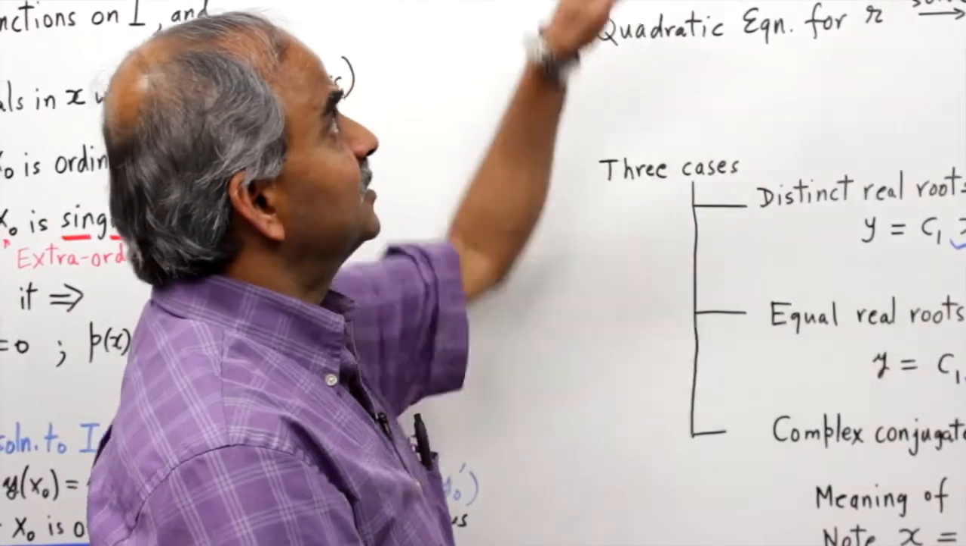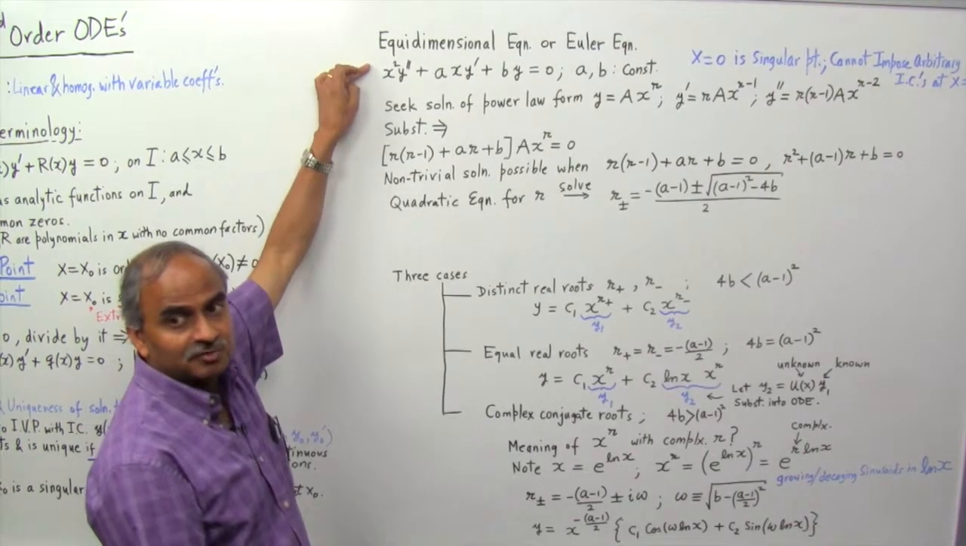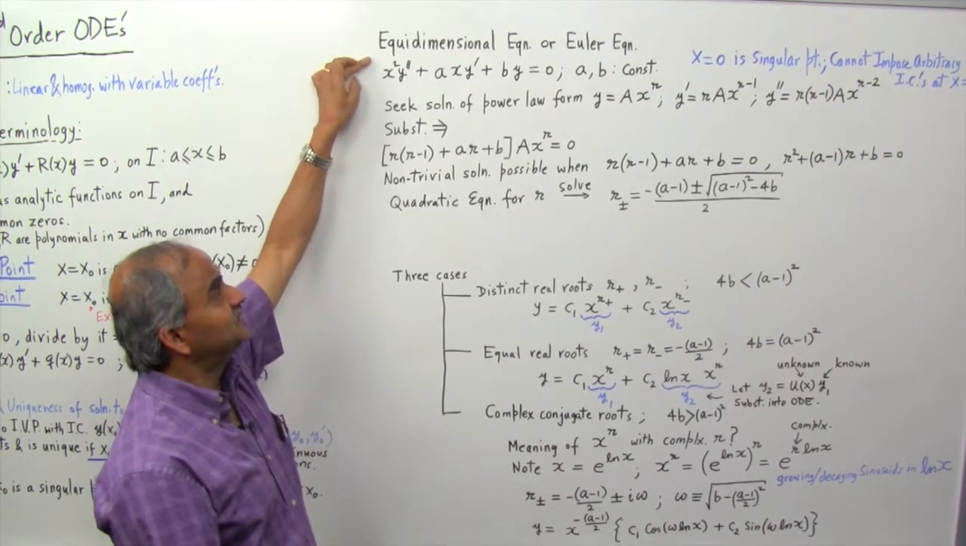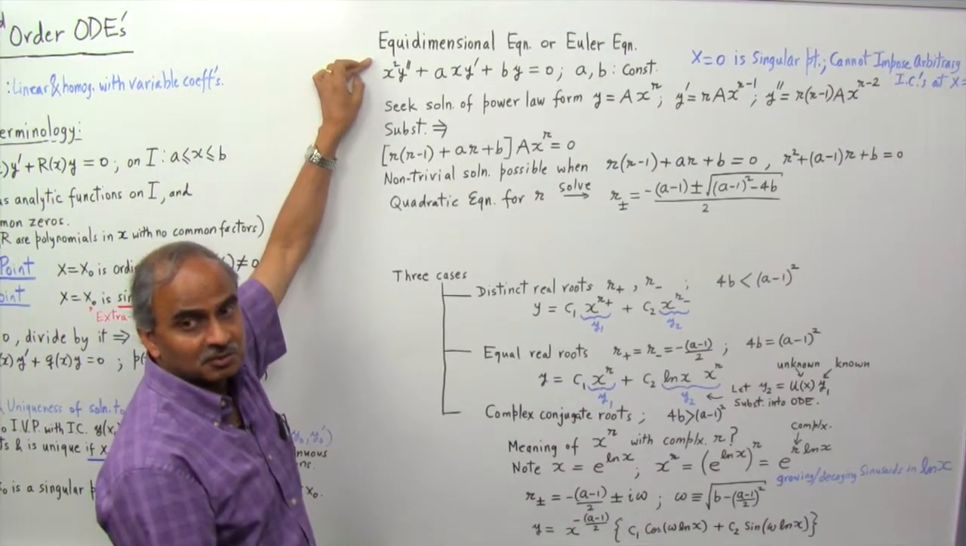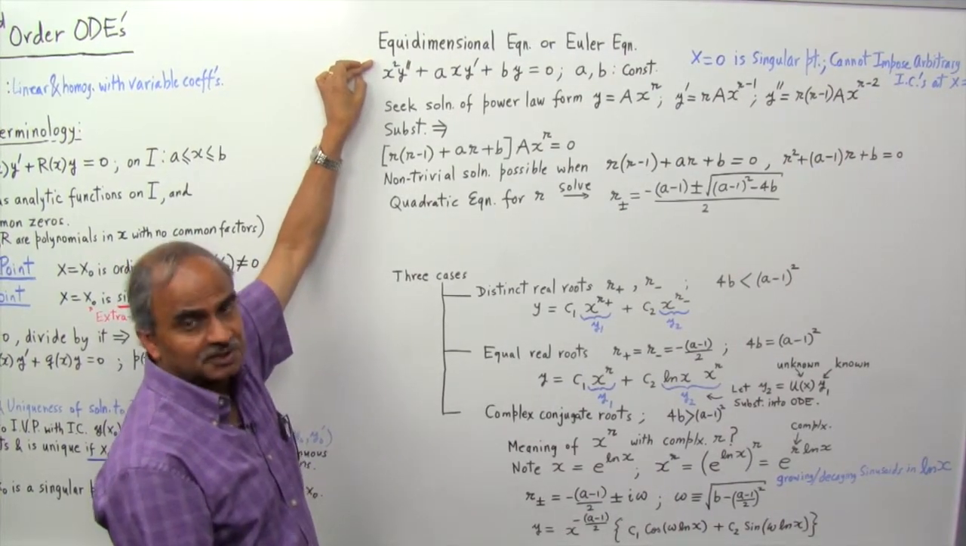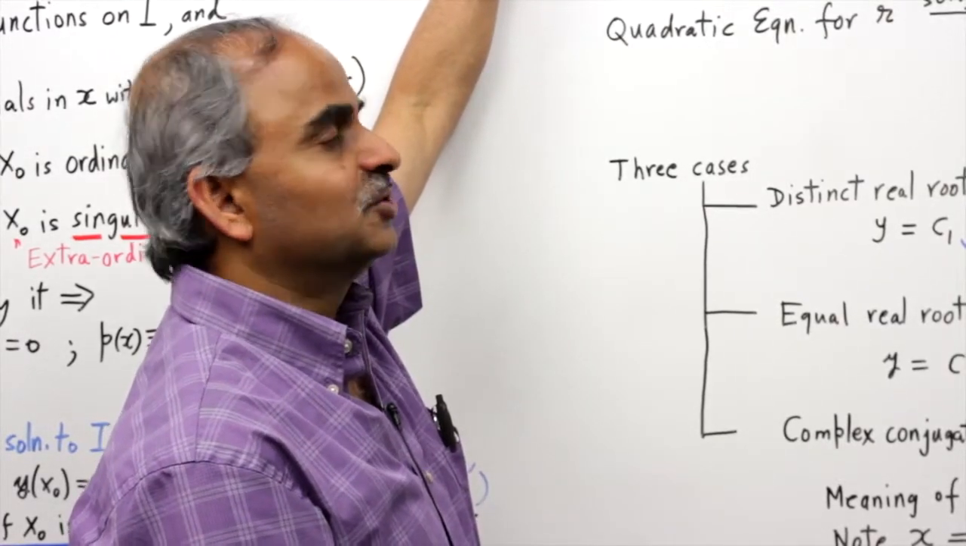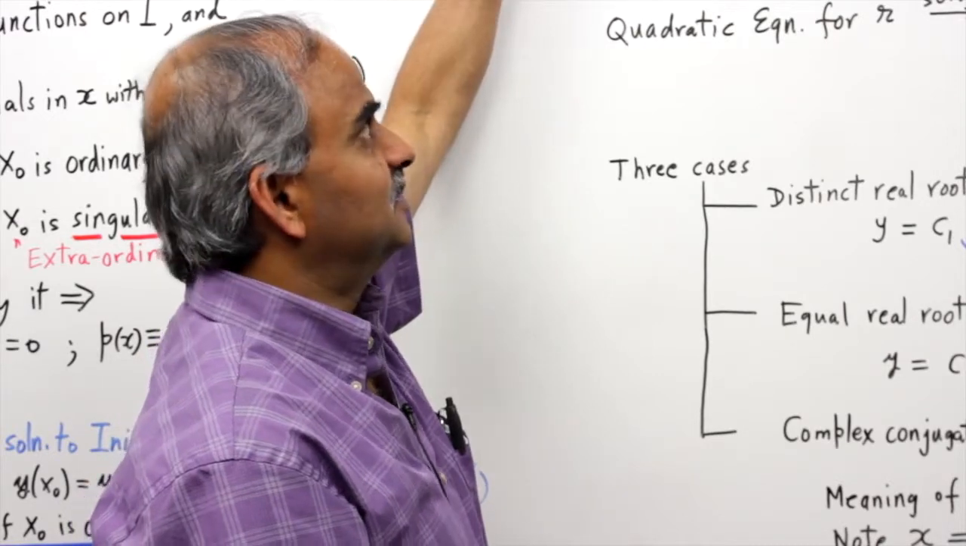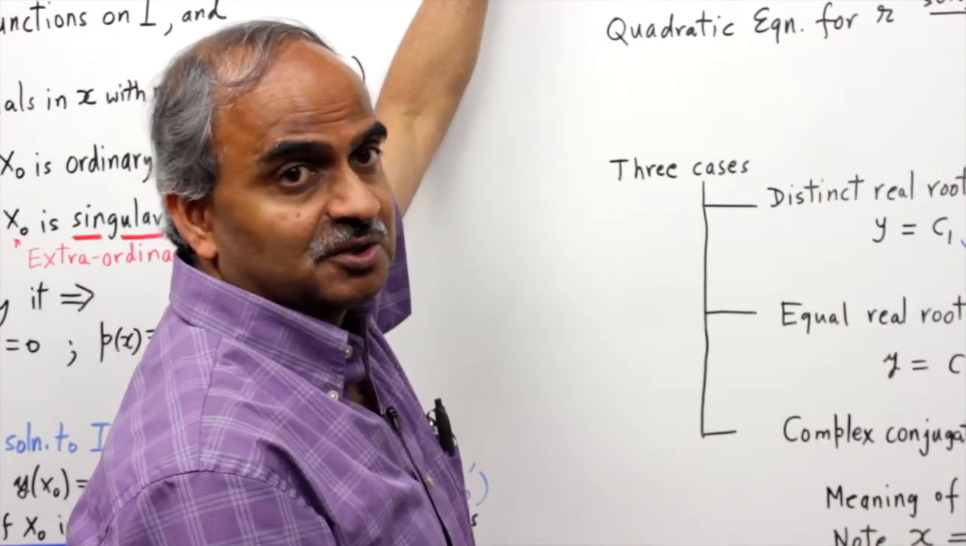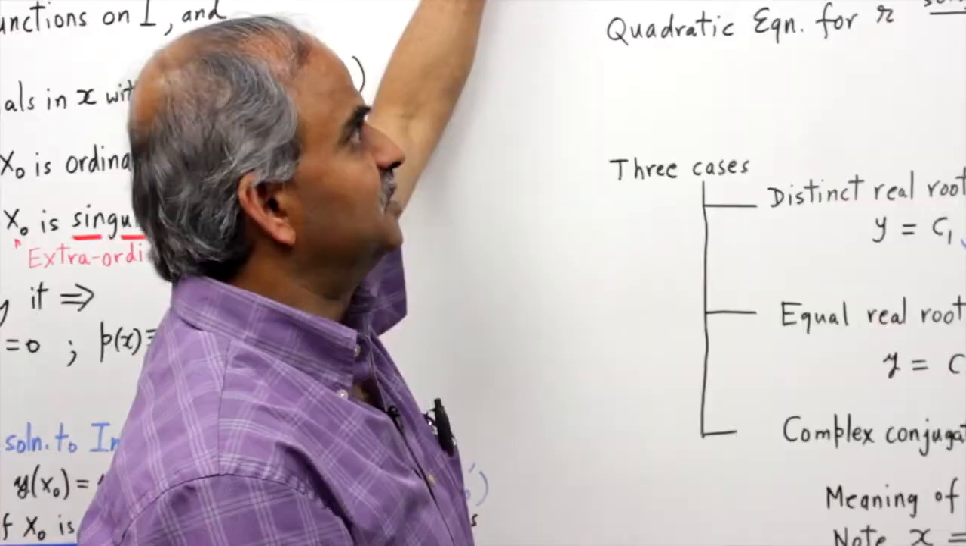So let's consider a specific case of variable coefficient equation. Let's consider this case, which is called an equidimensional equation. It's also called Euler equation. Euler's name is associated with many things in mathematics, so don't get confused. This is a particular second order differential equation, also associated with Euler.